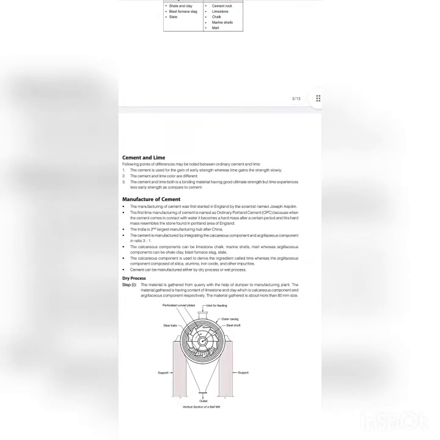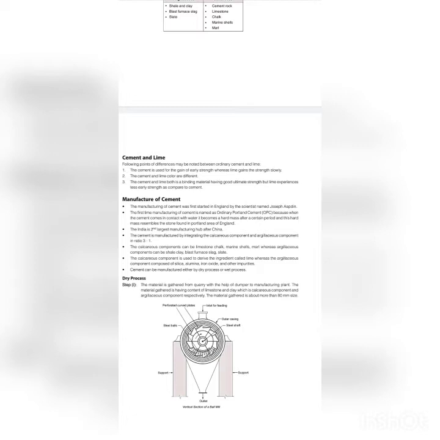Cement and lime. Cement is used for the gain of early strength, whereas lime gains strength slowly. The cement and lime colors are different. The cement and lime both are binding materials having good ultimate strength, but lime experiences less early strength as compared to cement. Manufacture of cement.